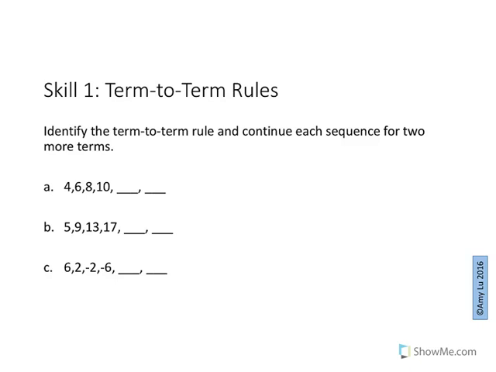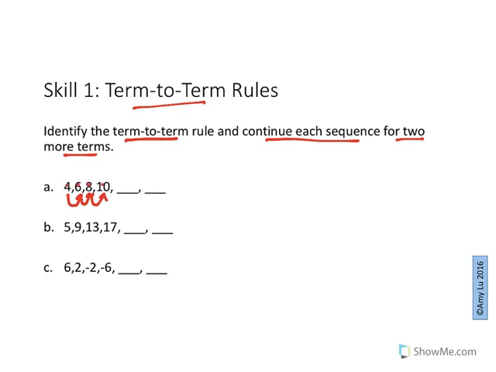Now we're going to understand what a term-to-term rule is. So the instructions read, identify the term-to-term rule and continue each sequence for 2 more terms. So term-to-term rule means what's happening in between each term. So 4 to 6, 6 to 8, 8 to 10.